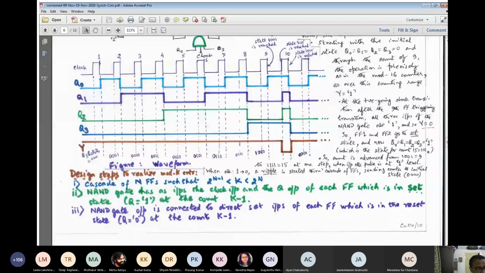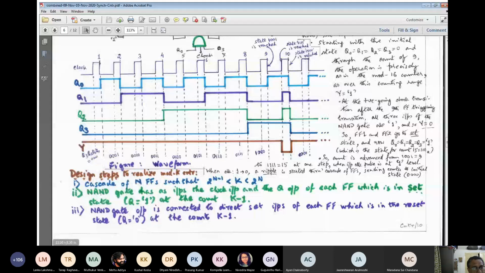So, the general steps to design and realize a modulo K counter where K is not a power of 2. What is that? You choose n flip-flops such that this inequality is satisfied. So suppose modulo 17, then n should be 5. If K is say 33 or 35, n will be 6. So we choose the n flip-flops and simply make the ripple connection. Do the design, and then choose a NAND gate.